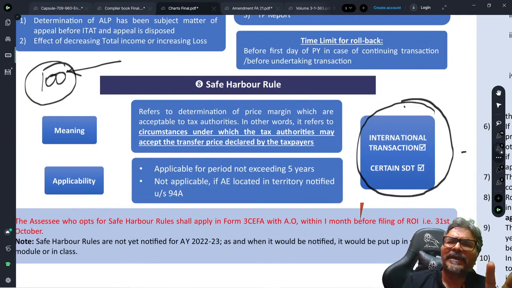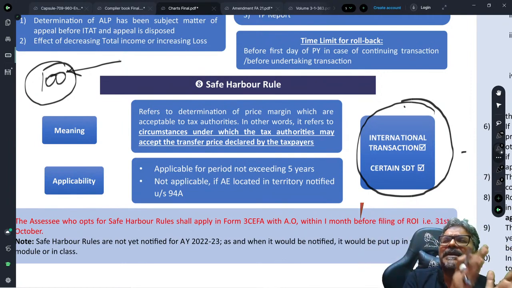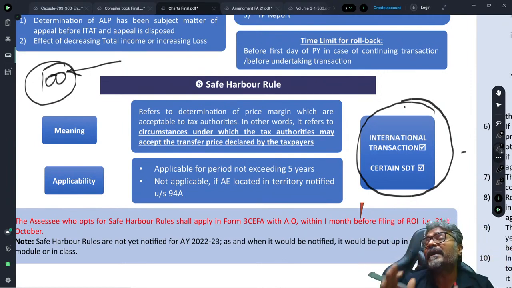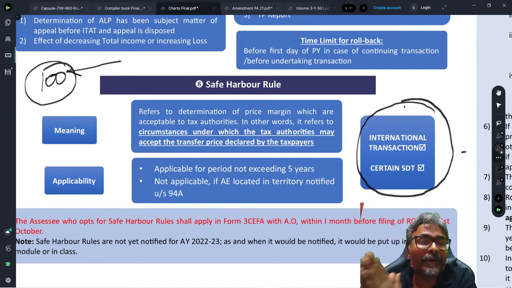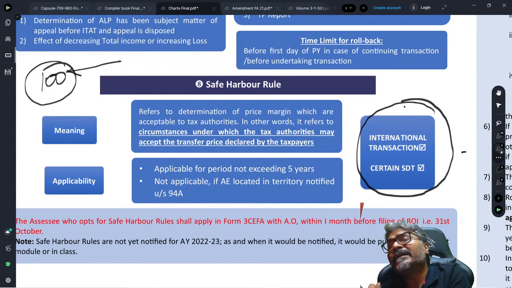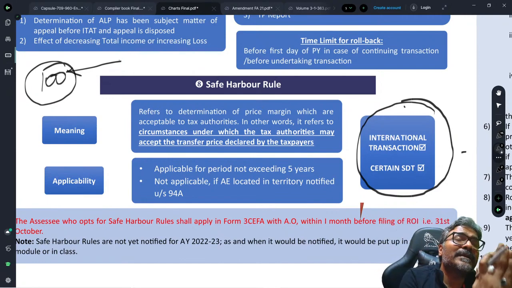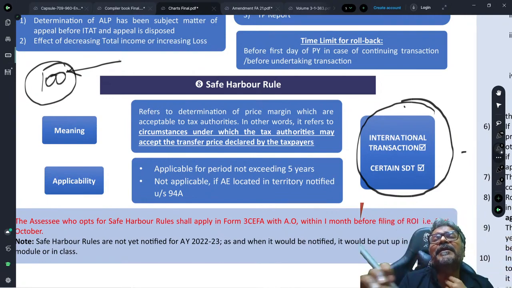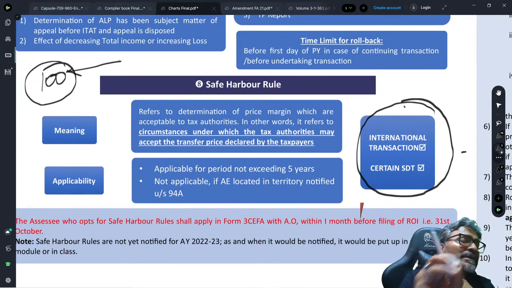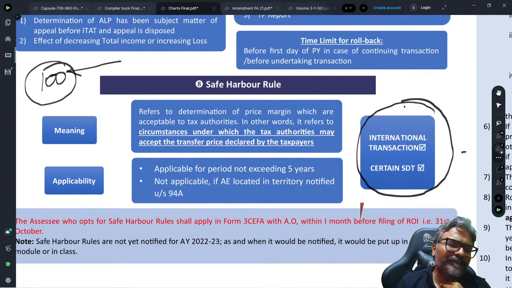Same way here. Whatever the price which has been charged by the Indian AE, if in that price the minimum notified margin is charged by the Indian AE, then in that particular case the transfer price will be accepted by the department. In which case, students, there will not be any transfer pricing adjustment, which means no ALP will be computed.